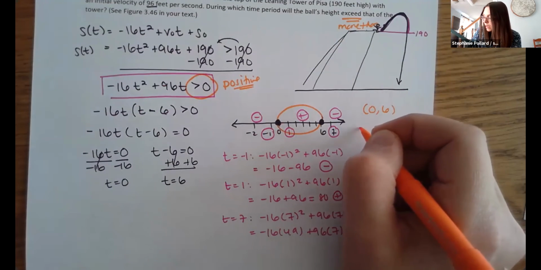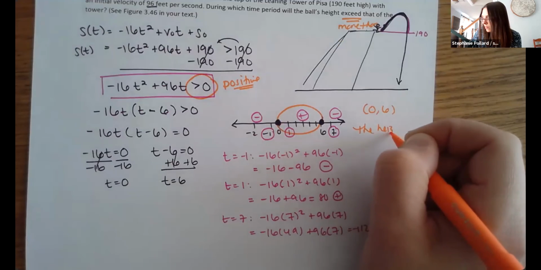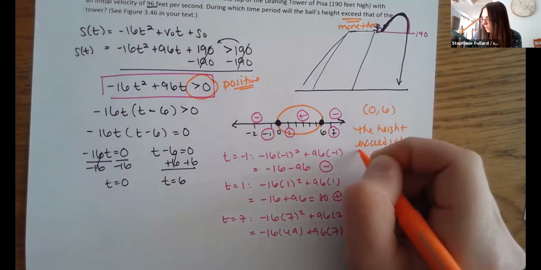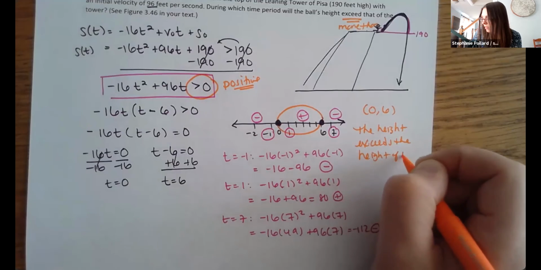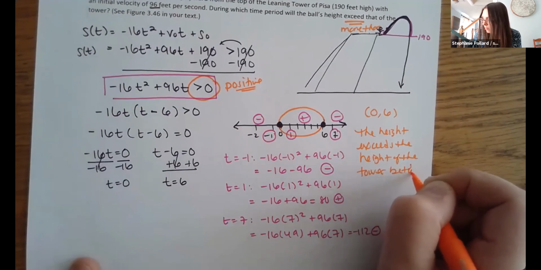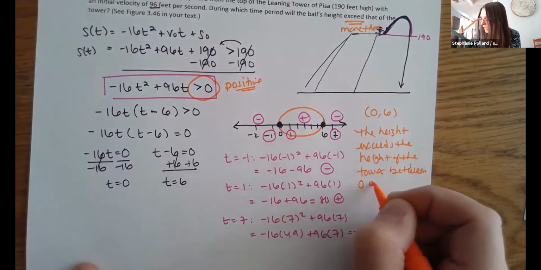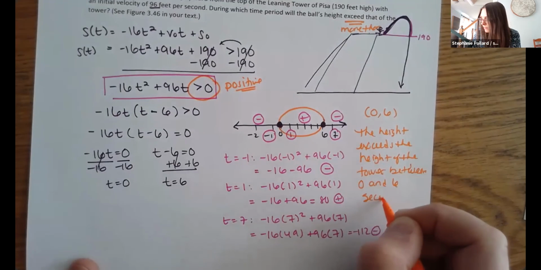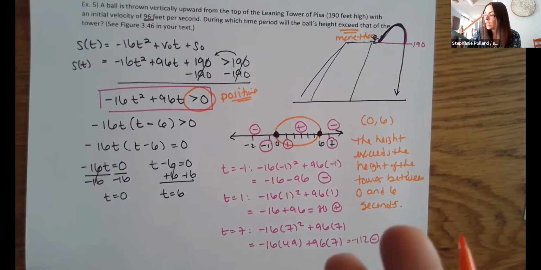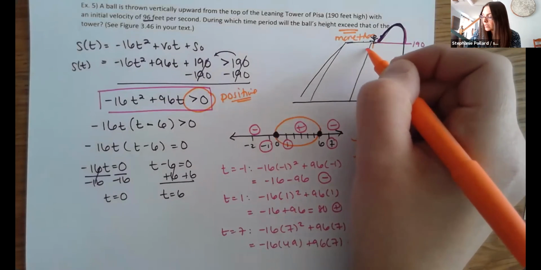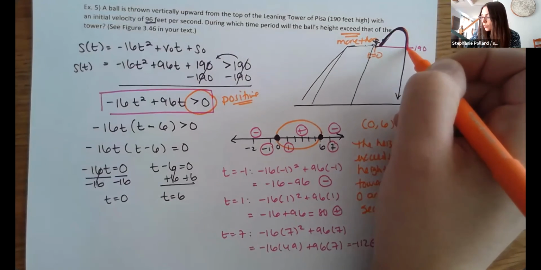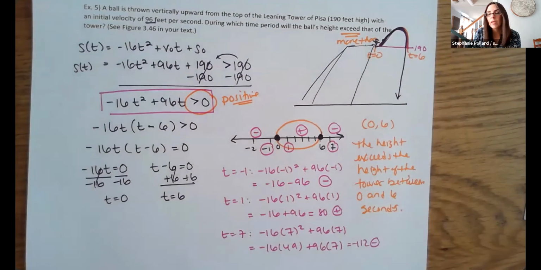So the height exceeds the height of the tower between 0 and 6 seconds. Okay. Now, hopefully this makes sense, right? If you look at this problem here, when we throw the ball, you're at time 0. It's going to go up first and then eventually come down. So once it hits this 190, now you're at time 6.